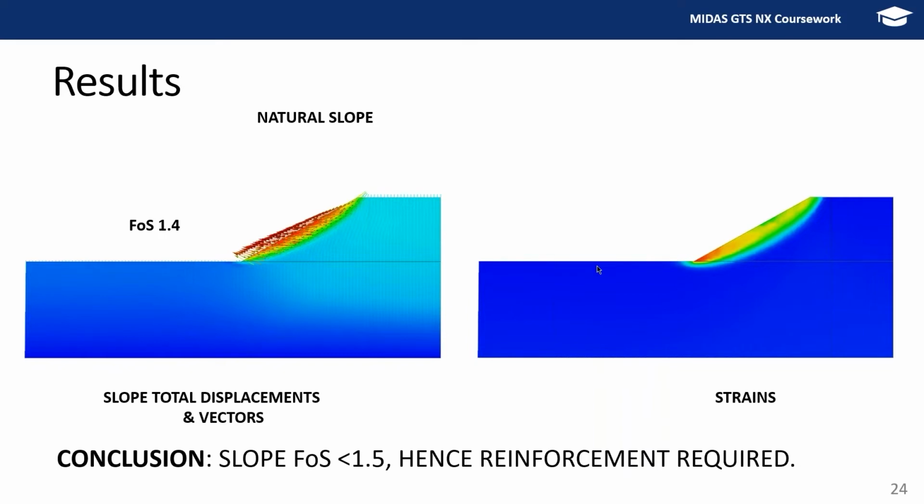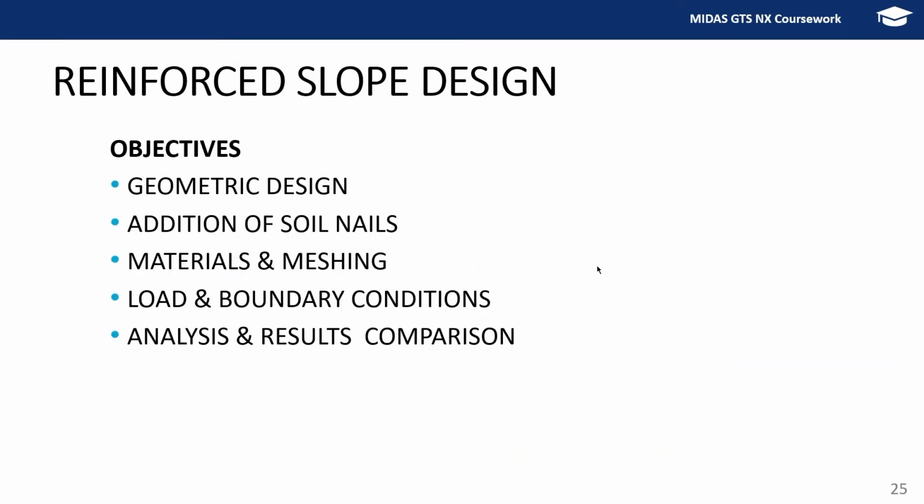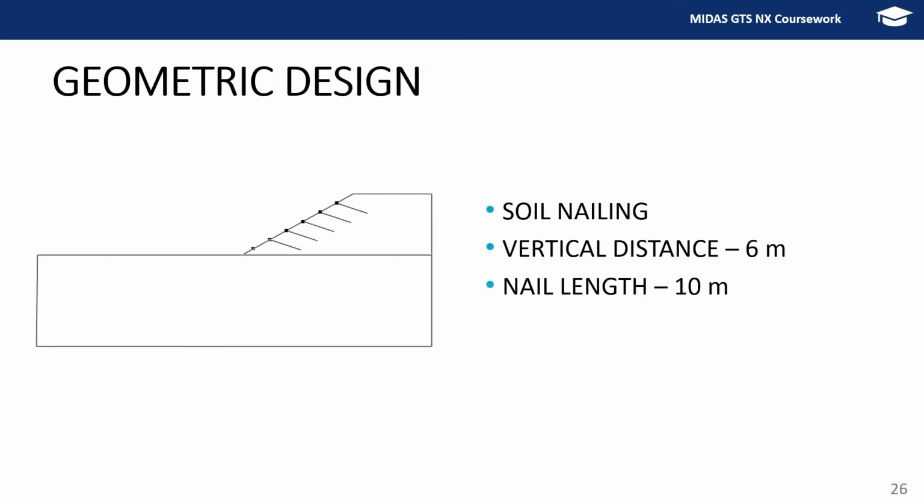So now we'll go to the reinforced slope design. Here the objectives remain the same. The only addition will be the soil nails or the anchors, and we will try to see how to make the properties of the soil nails. The soil nails are placed at a vertical distance of 6 meters each and with a length of 10 meters.